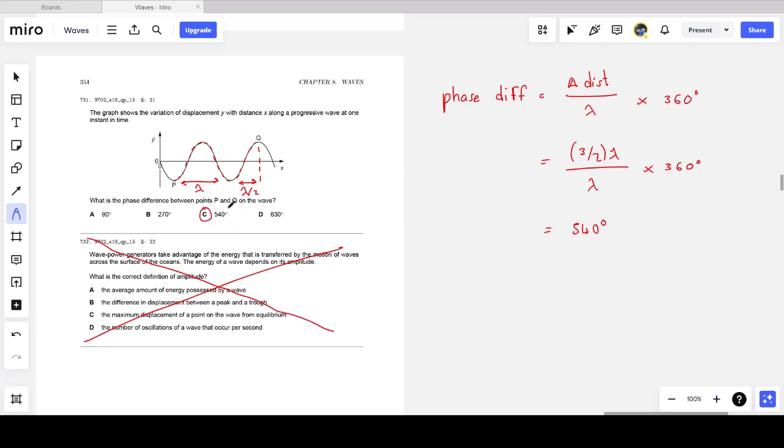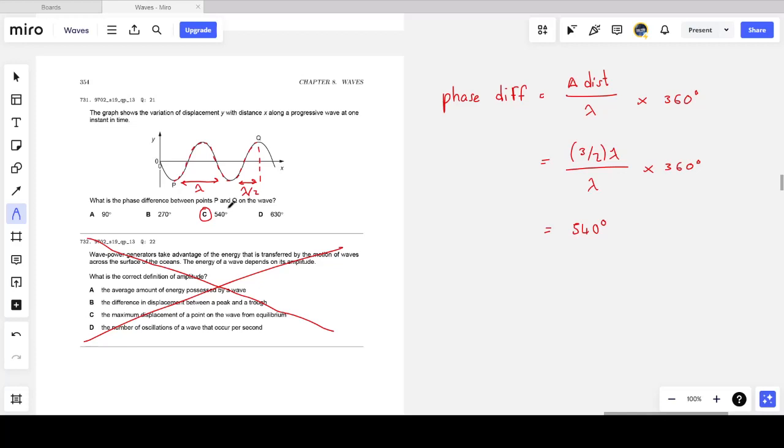So you can see that when we have to calculate phase difference, we need to know what the path difference between those 2 points on the wave are, or between those 2 points on 2 different waves that are placed on top of each other. And then we can figure out what the phase difference is by multiplying it by 2 pi or 360 degrees. And in this case, we get 540 degrees.